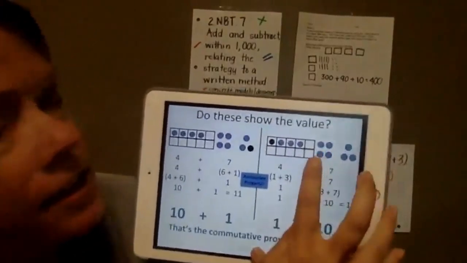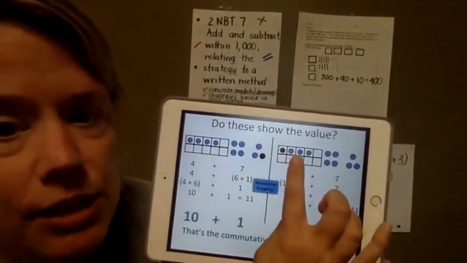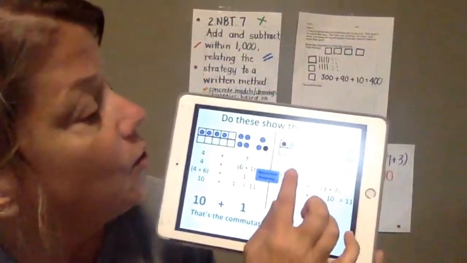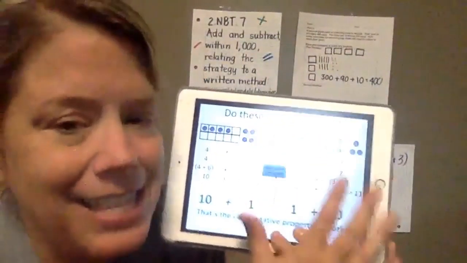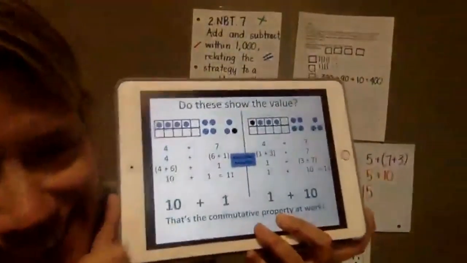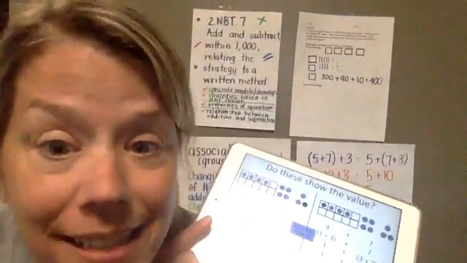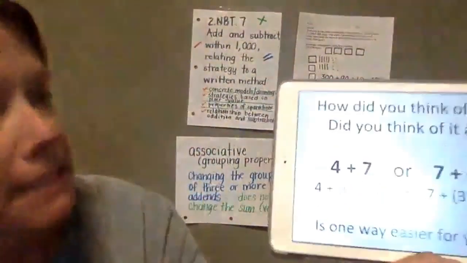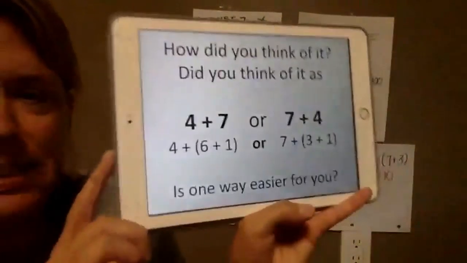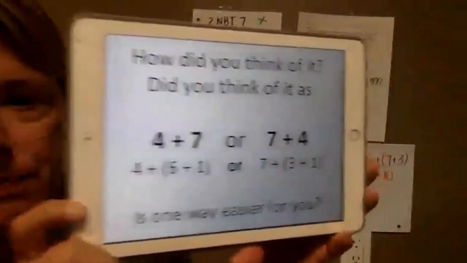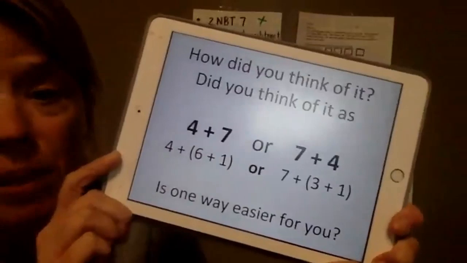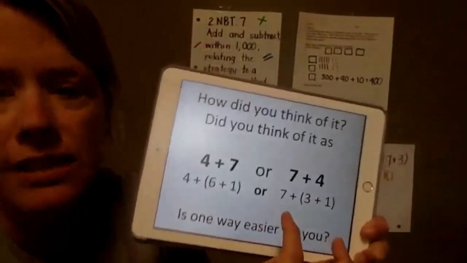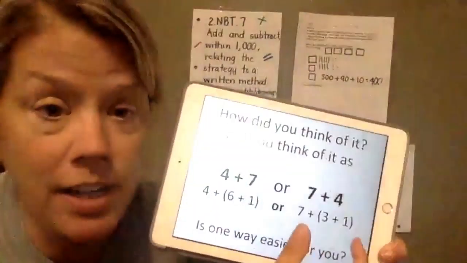Let's look here. We had the same thing, but instead we took these 3 and moved them over with the 7. So we had 4. I think this is written incorrectly, but it's okay. Miss Street didn't make this. I'm going to show you this way. Would it be easier to say 4 plus 7 or 7 plus 4? Or you could say 4 plus 6 plus 1 in a group. Or 7 plus 3 plus 1 in a group.